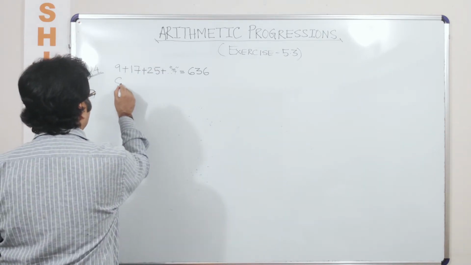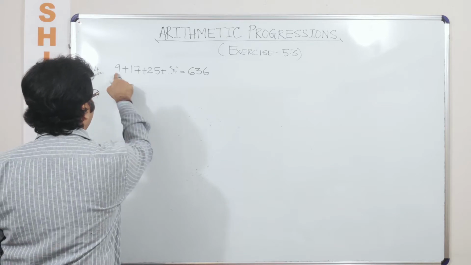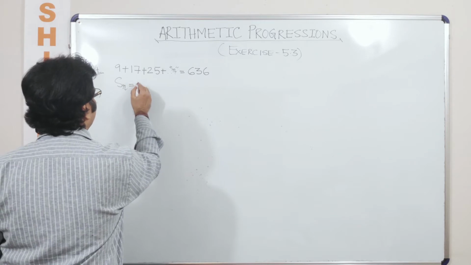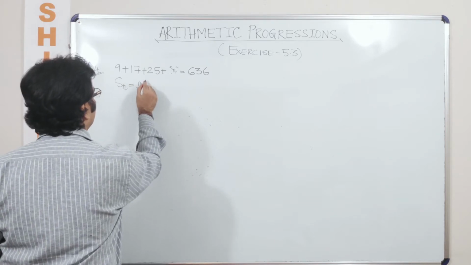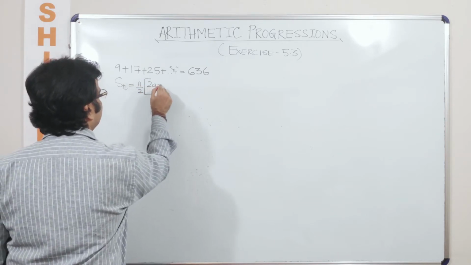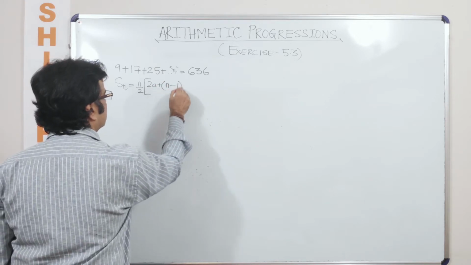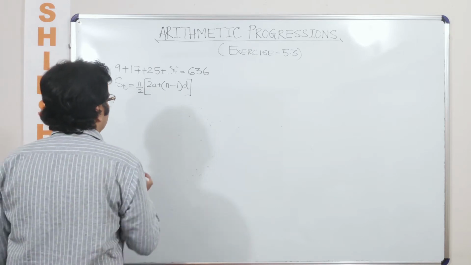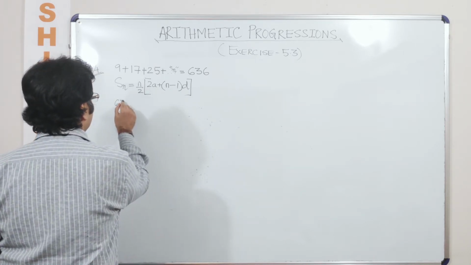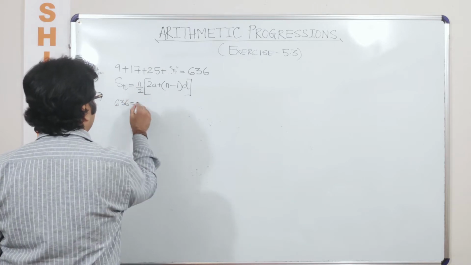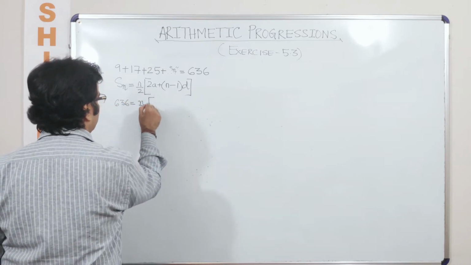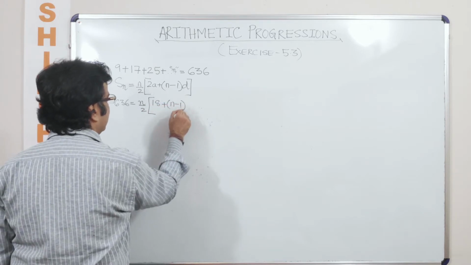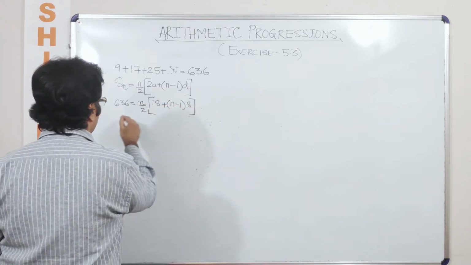So we already know the formula. The sum of the first n terms of an arithmetic progression is given by n by 2 of 2a plus n minus 1 into d. Now using this formula, we already have the sum, which is 636. This is equal to n by 2 of, what is the first term here? 9. So this becomes 18 plus n minus 1. What is the common difference here? 8. So can we put it like this now?